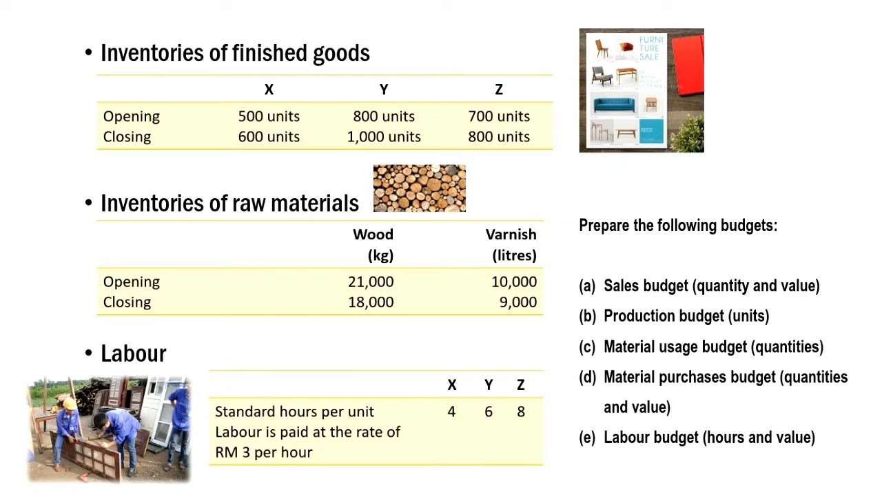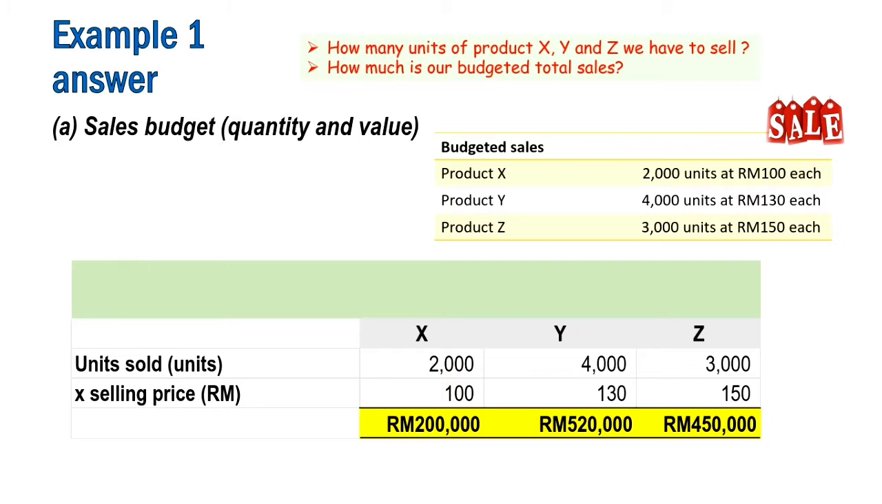So look at the requirement here. We have to prepare these 5 types of budgets. Start with the sales budget, quantity and value. When the question asks about the sales budget, quantity and value, it means how many units of product X, Y, and Z we have to sell and how much our budgeted total sales is.